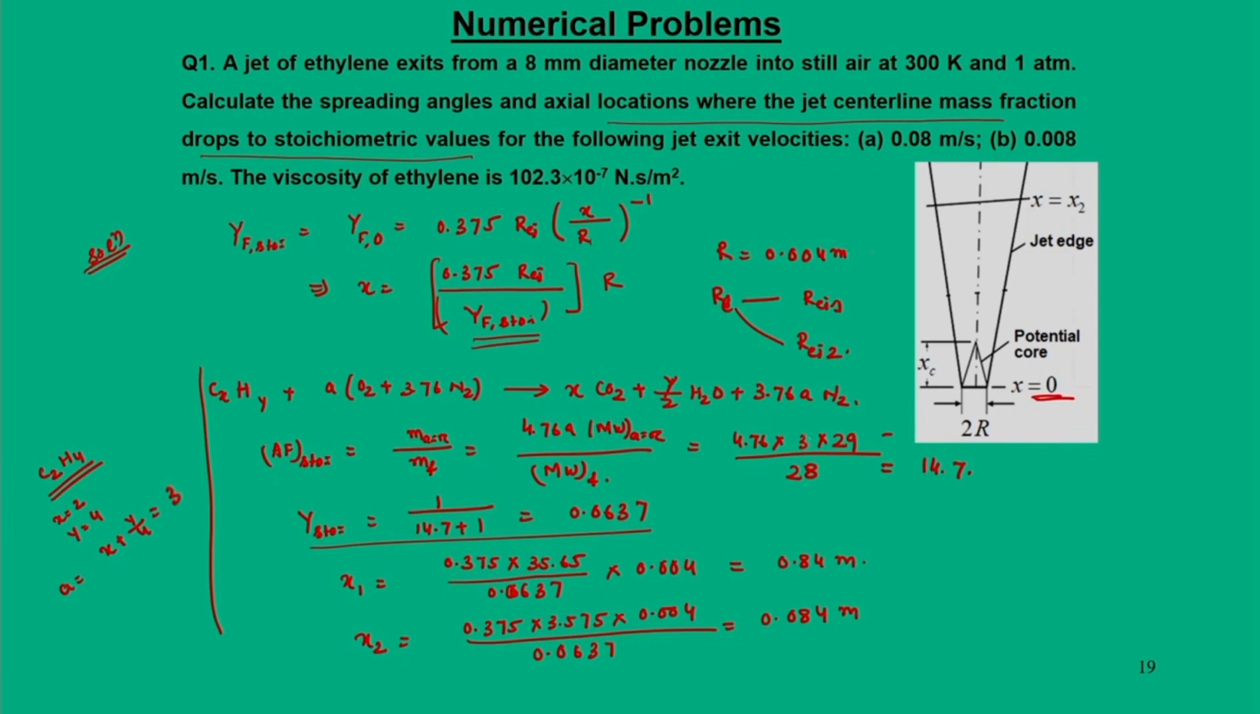So, it says that fuel concentration decays to the same value for the low velocity jet with respect to the high velocity jet.